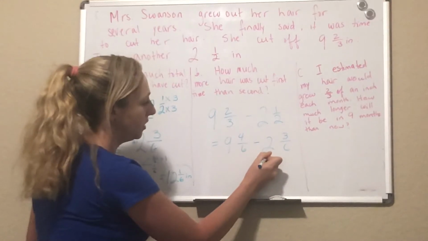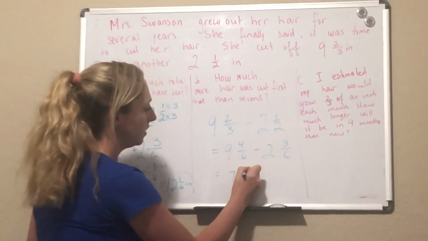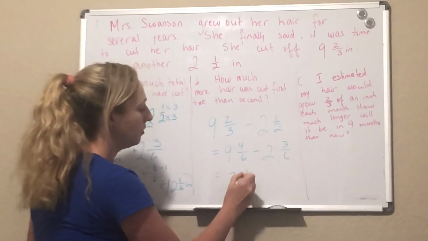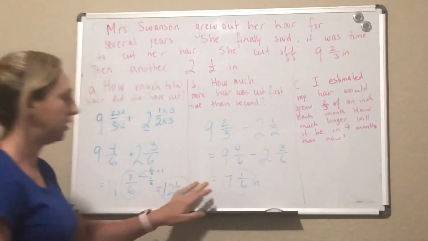So 9 minus 2 is 7. 4 minus 3 is 1. And I have 7 and 1/6. And we're still staying in inches.